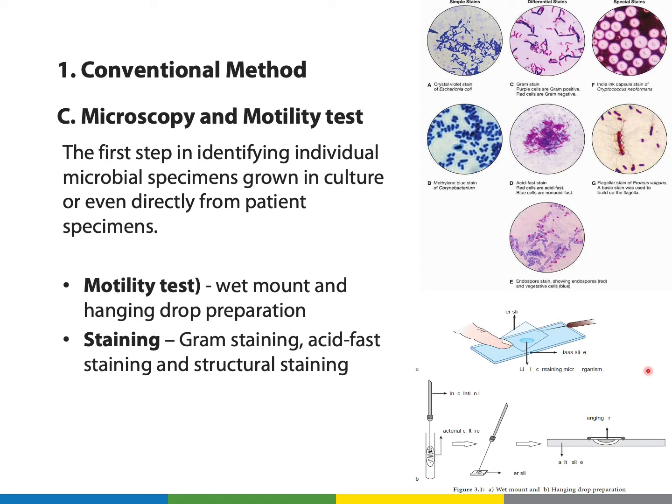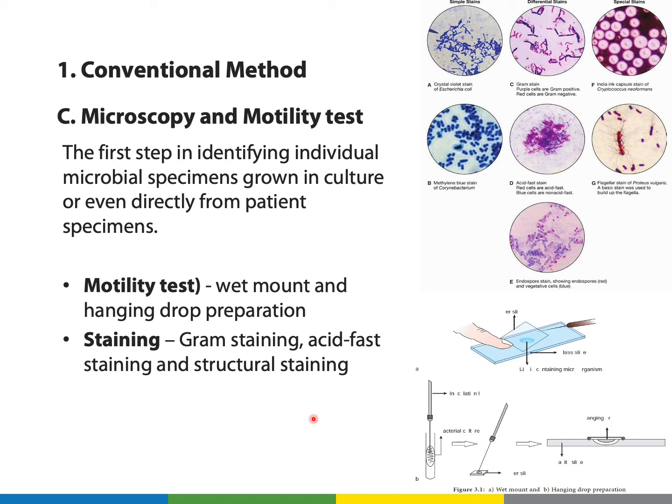So you have the wet mount and hanging drop preparation. Wet mount is just for short-term observation. Here, there's an example. You just add the colonies and then add your wet mount medium or your saline for that matter. Your hanging drop preparation is for longer observation and it's more reliable than your wet mount preparation.